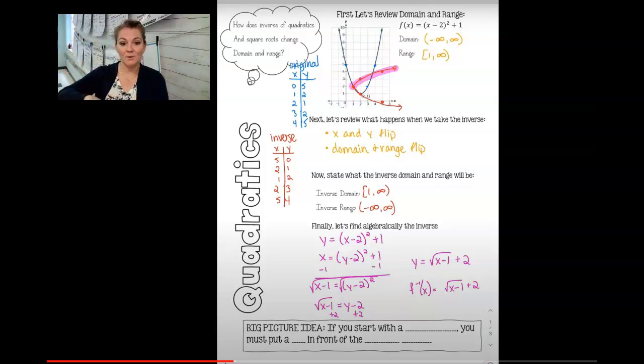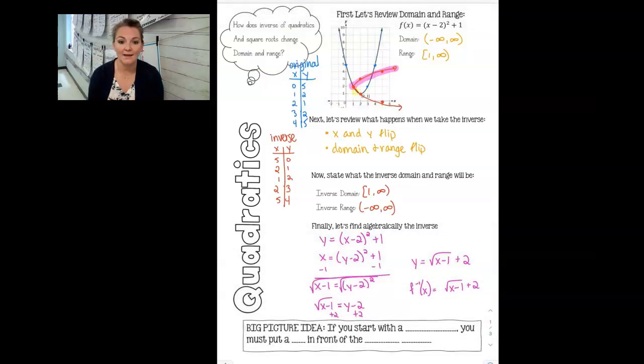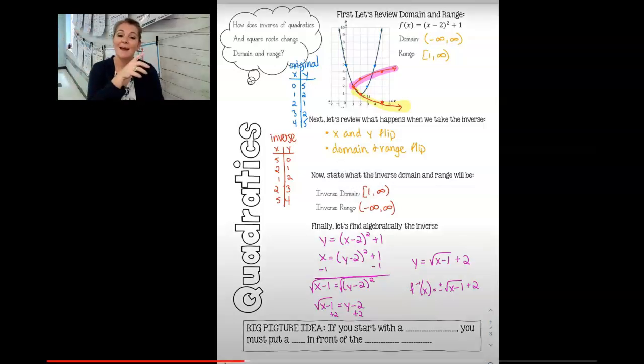So I need a square root that's going up, and I need a square root that's going down. So there's the one that I need, the one that's down. That is why we put a plus or a minus in front of that square root, because I have the positive square root and I have the negative square root. That way I have that full parabola looking graph that fits my domain and my range of my inverse.